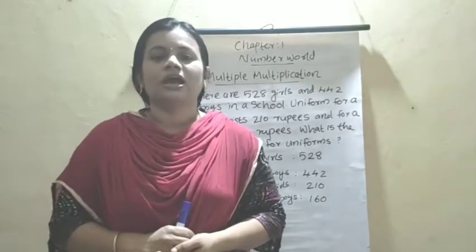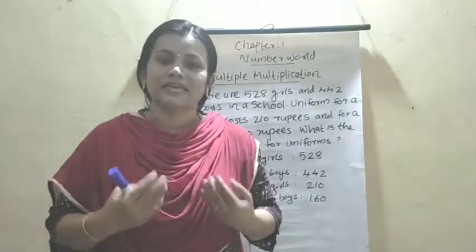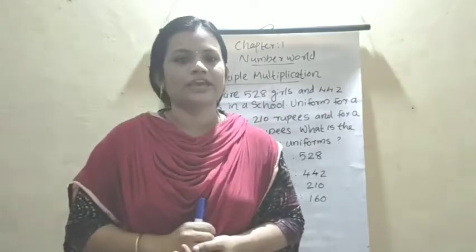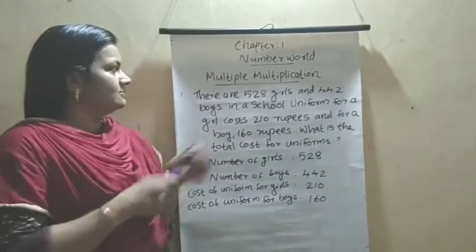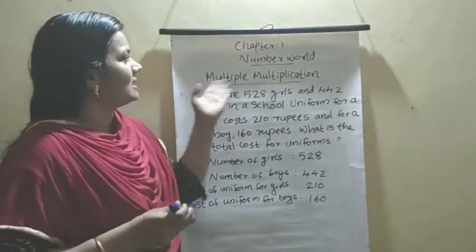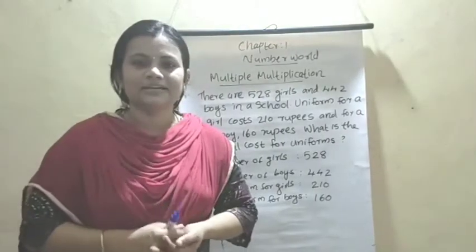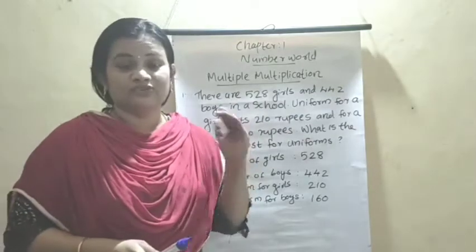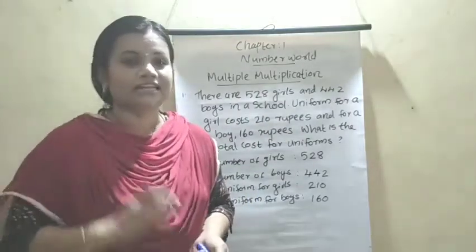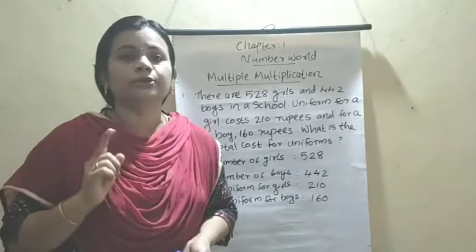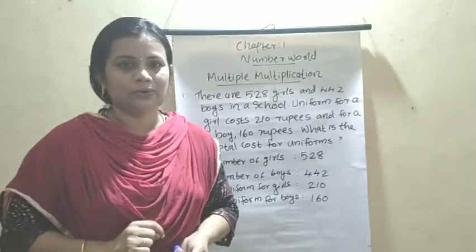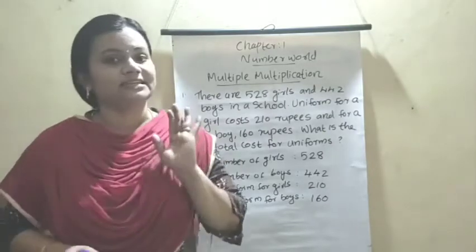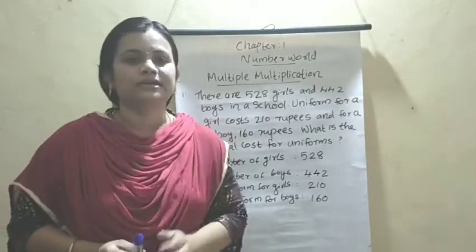Okay children, now we are going to start our chapters. First chapter, number world. Then multiplication. Do you know the multiplication table? I already told you in the first week of June, you should study the multiplication table 1 to 10. Do you remember? So you should study the multiplication table 1 to 10.